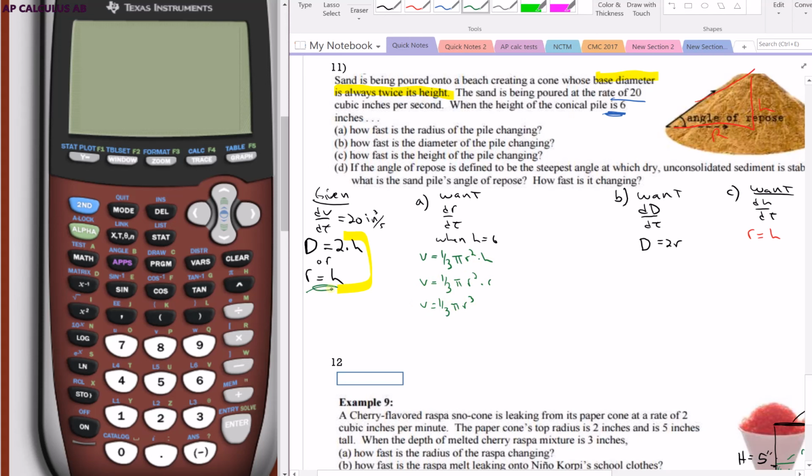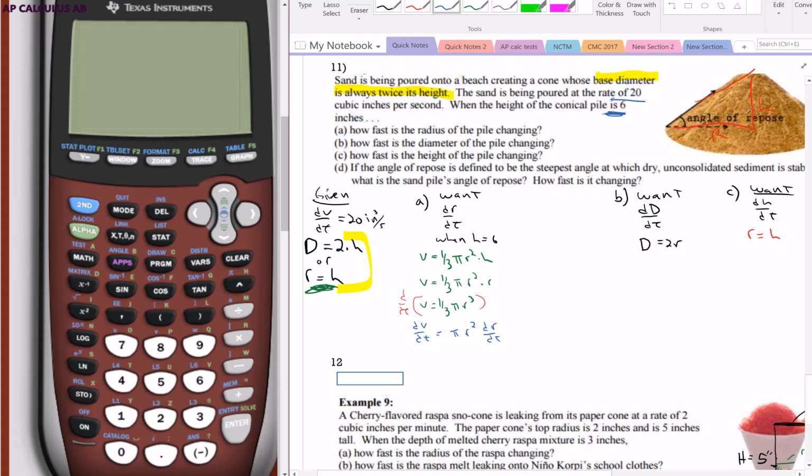Because I know h equals r, right? So I can do that. And then we can take our derivative with respect to time. How is it changing with respect to time? And we'll get dV/dt equals 3 times 1/3, which is just 1, so pi r squared dr/dt. And we plug in the things we know.